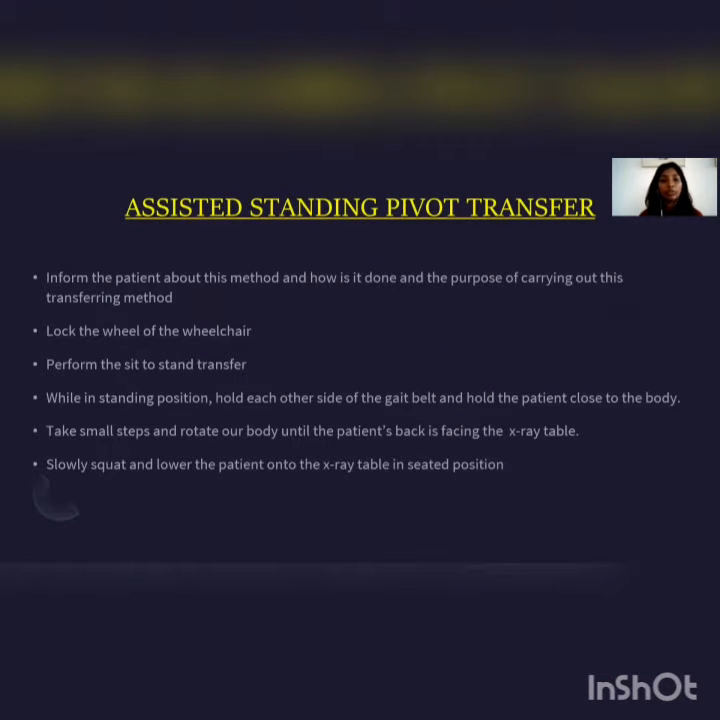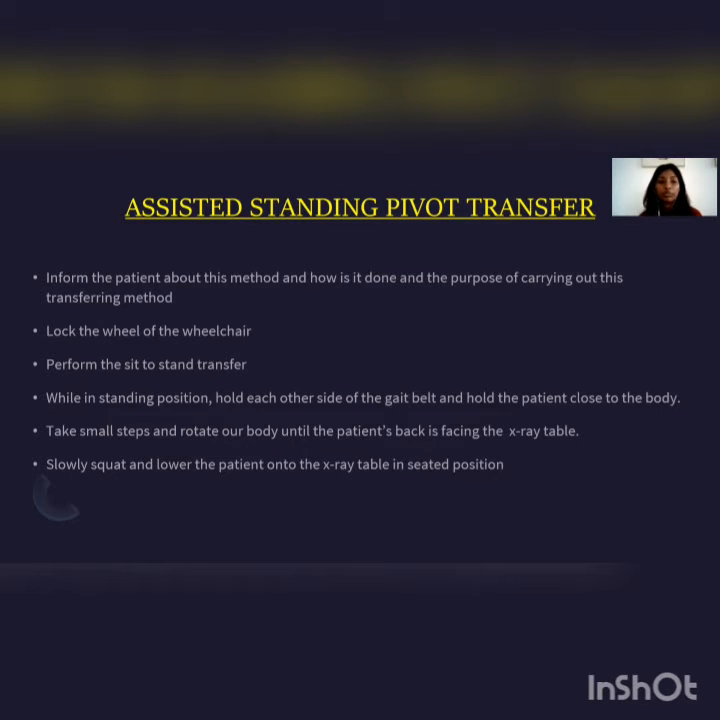Secondly, we will talk about assisted standing pivot transfer. This method is when the patient is capable of standing up but isn't capable of moving themselves from the wheelchair or any other placement to another bed or to the X-ray table. This will need at least one caregiver to help the patient during this transfer.